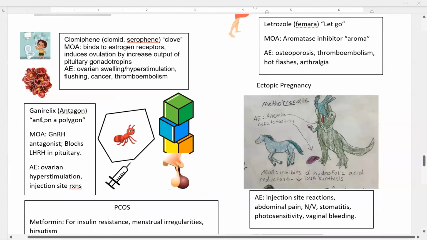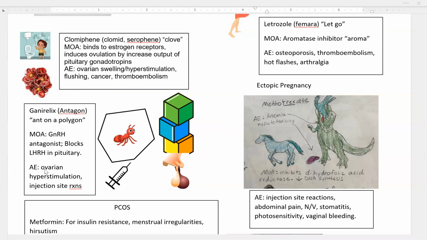Next is Ganirelix or Antagon. I have a polygon shape here with an ant on it. So ant on a polygon, Antagon. The MOA is that it is a GnRH antagonist. You can remember antagonist because it's an ant. GnRH comes from the pituitary, so there's a pituitary in this picture, and there's also some blocks because it blocks LHRH in the pituitary.